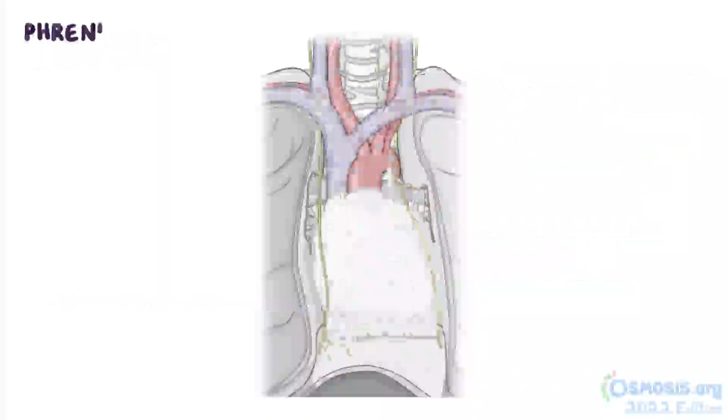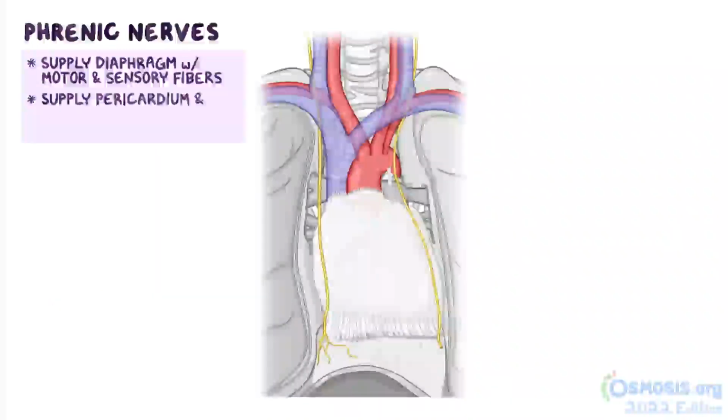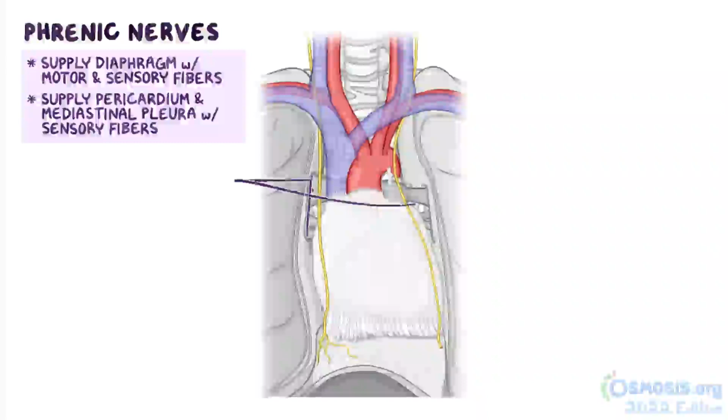Next up, there's the paired phrenic nerves, which supply the diaphragm with both motor and sensory fibers, and they also supply the pericardium and mediastinal pleura with just sensory fibers. Quite the overachievers, I'd say. Each phrenic nerve reaches the superior mediastinum between the subclavian artery and the origin of the brachiocephalic vein. Unlike the vagus nerves, the phrenic nerves pass anterior to the root of the lungs.